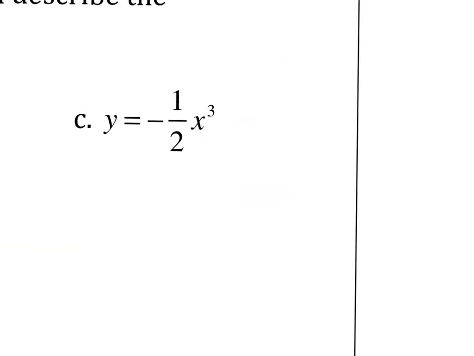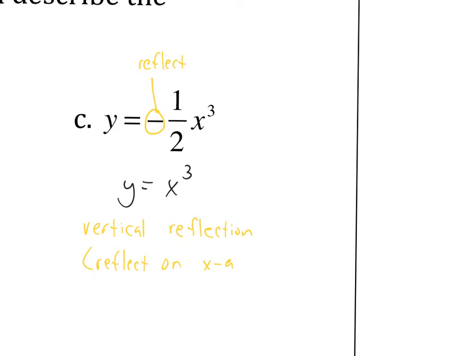All right, let's look at C here. C is going to tell me a couple things. I see the parent function. Number 1, the parent function is called a cubic. So it's just x cubed. Next, I see a negative in the front, which means I am going to reflect. So this one is a vertical reflection. I'm going to write to show you an alternate way to say that. You might see it written in a different way. So vertical reflection is one way to call it, but another might say reflect on the x-axis.